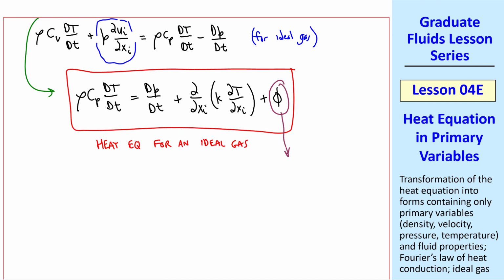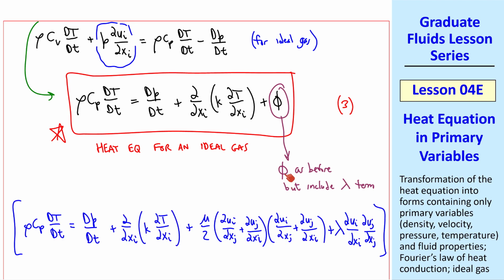Note that we can expand phi as before, but we have to include the lambda term since the ideal gas is compressible. I'll call this equation 3. Again, in terms of all primary variables, if we write out phi with the lambda term included, we get this expression, which as you can see is now our heat equation for an ideal gas in terms of only primary variables and fluid properties. We usually write it this way though, just for compactness.